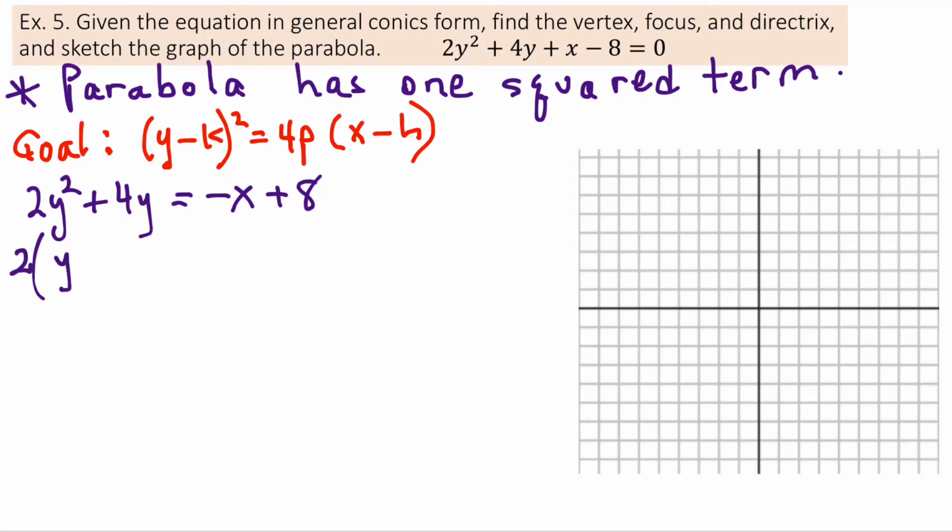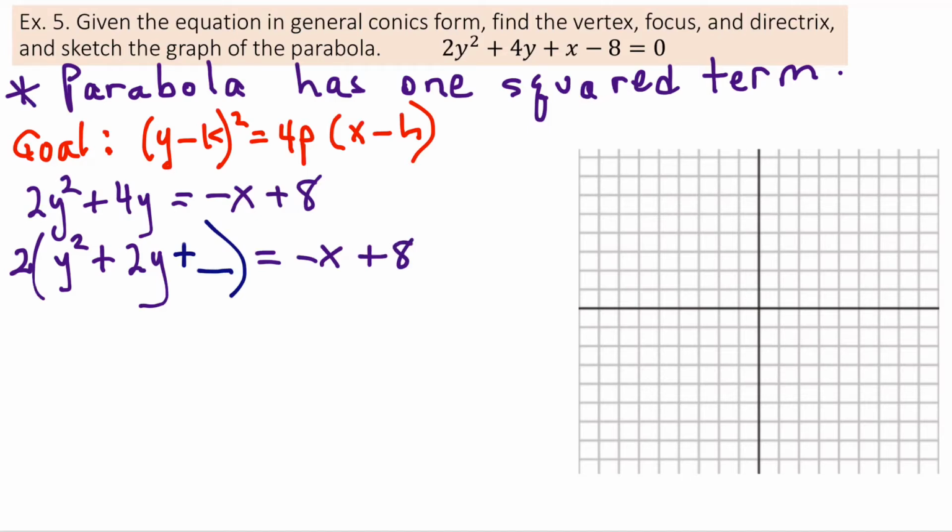So now I want to make sure that everything on the left is treated such that that 2 is factored out of it. So this next term is going to be a 2y. I basically divided that 4 by my coefficient 2. And you want to really be careful here to check yourself by distributing. Make sure you get back to this. 2 times y squared, yes. 2 times 2y, yes. Okay, so now we say plus blank for completing the square equals negative x plus 8.